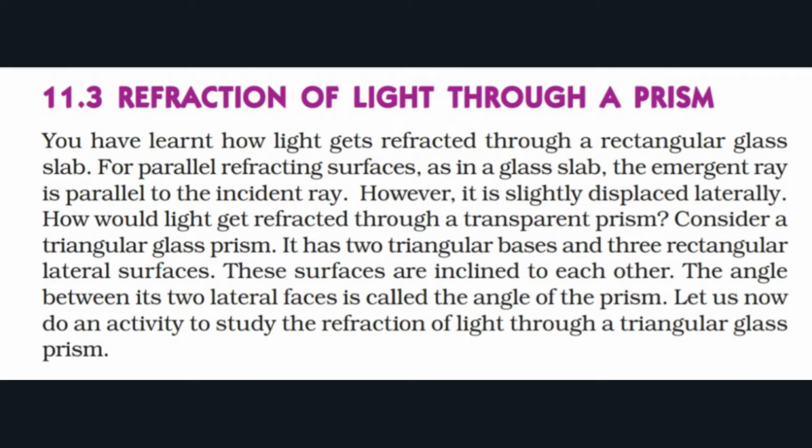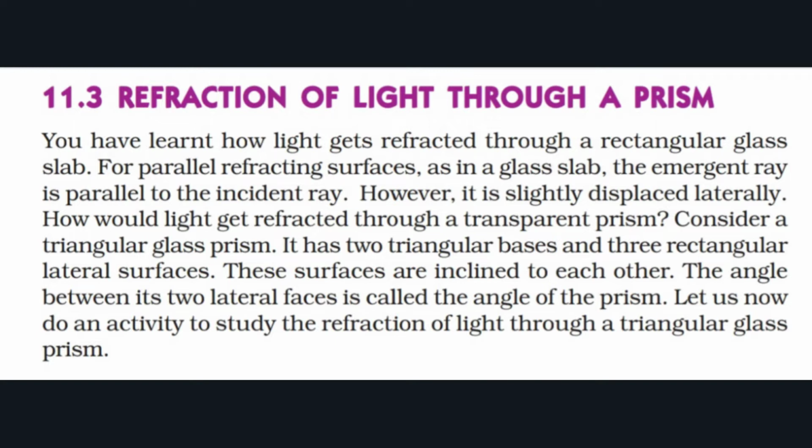Let's see. Consider a triangular glass prism. It has two triangular bases and three rectangular lateral surfaces. These surfaces are inclined to each other. The angle between two lateral faces is called the angle of prism. Let us now do an activity to study the refraction of light through a triangular glass prism.